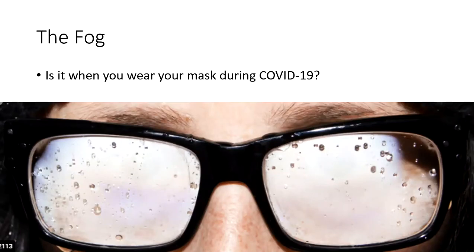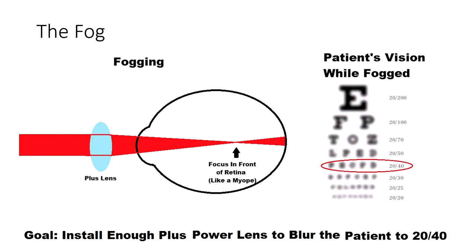And that's where the fog comes into play when we refract people. You might ask, is it when you wear your mask during COVID-19? Absolutely not. The fog is the use of plus lens power to move the image in front of the retina, thereby blurring the patient and controlling accommodation. Once we've added that plus in front of the eye and moved the image in front of the retina, it doesn't matter if the patient accommodates. If they accommodate, they can only see worse. So to have the clearest possible vision, their objective would be to minimize accommodation. And that's the ultimate job of the fog: to control accommodation using plus blur.